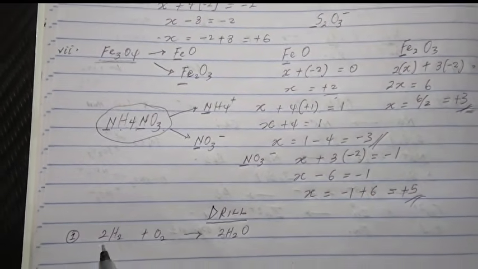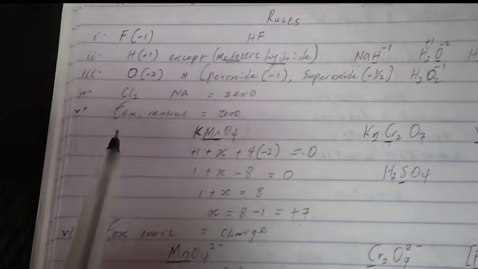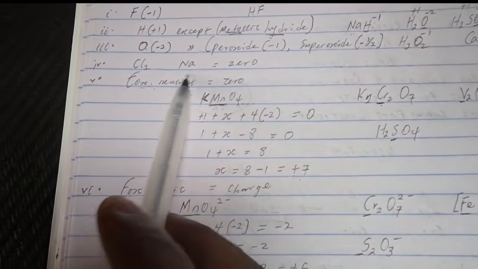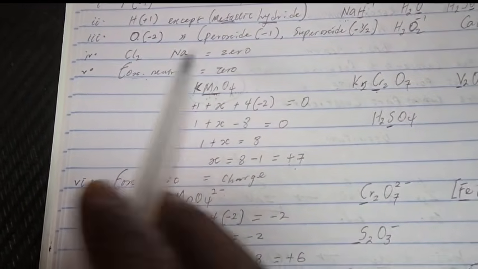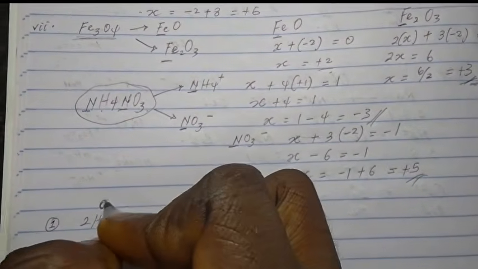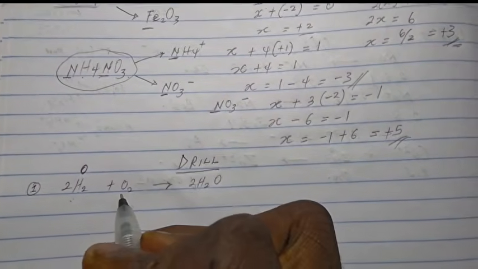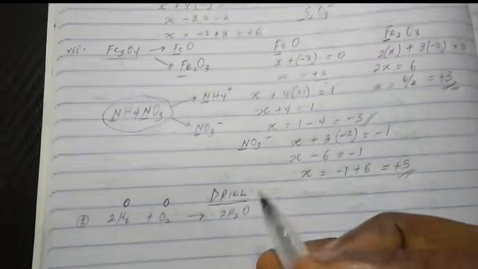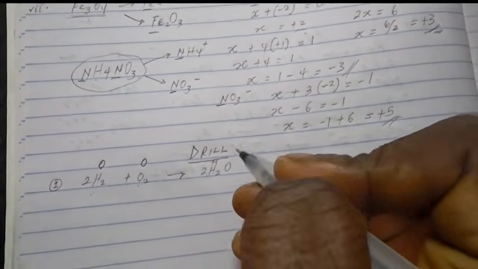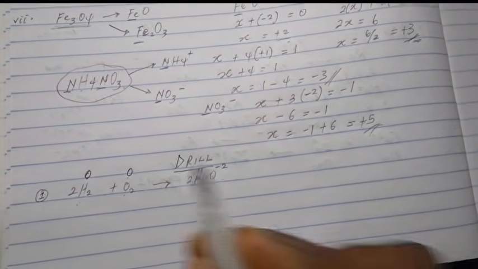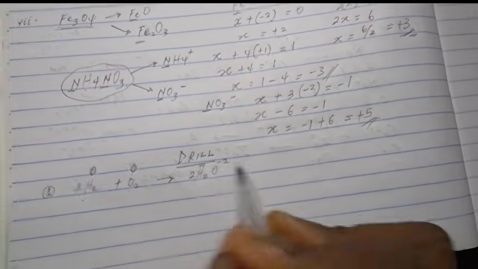So for hydrogen, I said that when an element is in the neutral state, that's number 4, when it's all alone, not combined with any other element, the oxidation state is 0. So look at hydrogen here. What's the oxidation state here? It is 0 because it's not combined with any other element. What do you think is that of oxygen here? Also 0. Then I said hydrogen in a compound, aside from peroxide and superoxide, is always plus 1, and oxygen in a compound is always minus 2. So if you look at this now, oxygen went from 0 to minus 2. So there's a change in oxidation state.